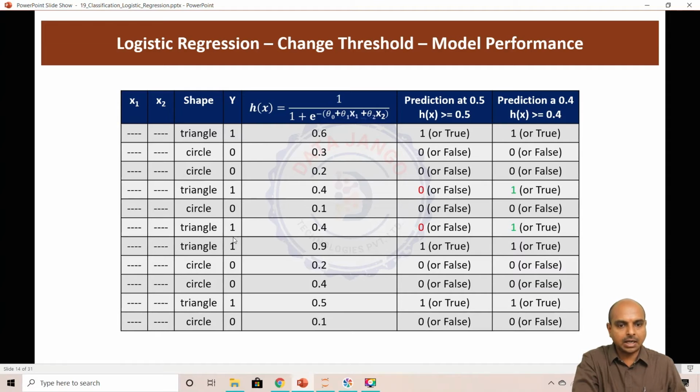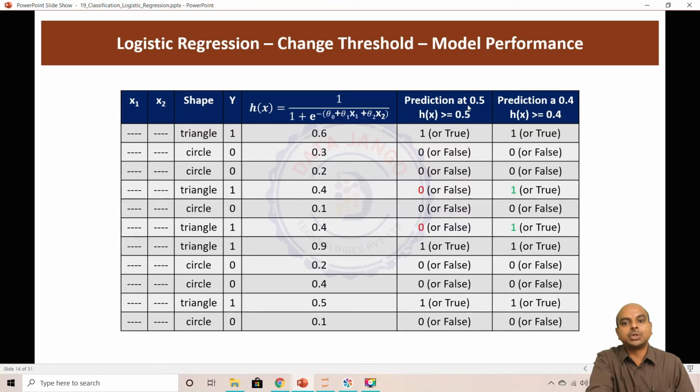Similarly, at the sixth record also, the algorithm failed to predict correctly or classify correctly. Because of the threshold, it was unable to predict these two records correctly. So out of the 10 records, we were able to predict 8 correctly and 2 wrongly. We have got 80% accuracy.